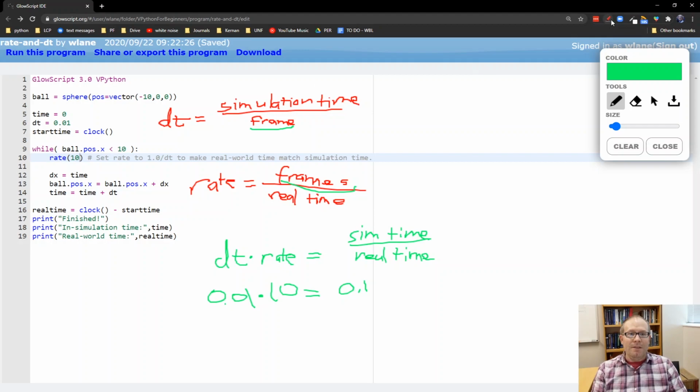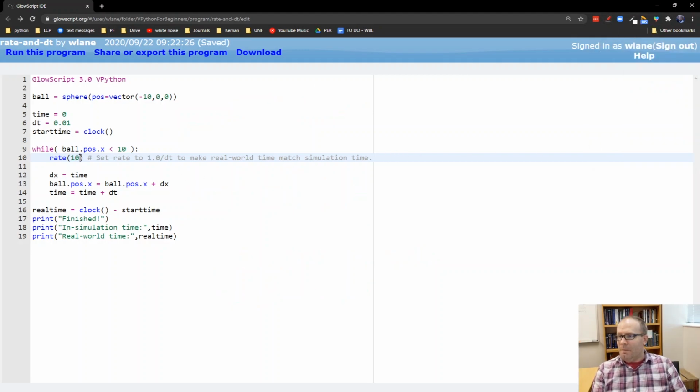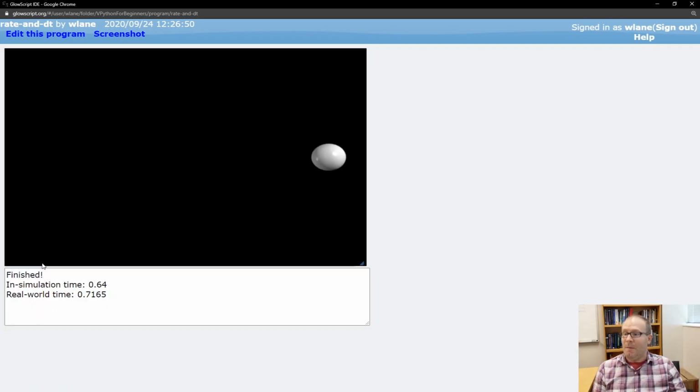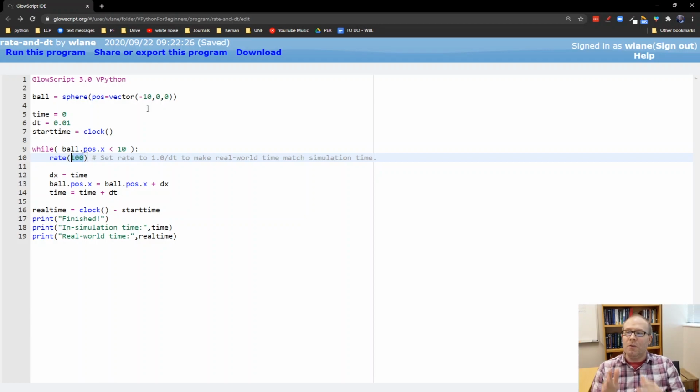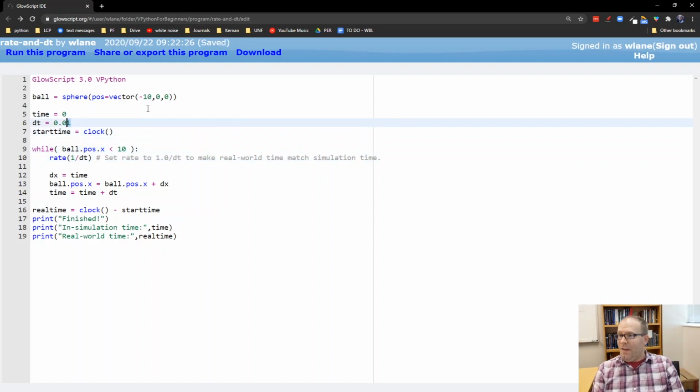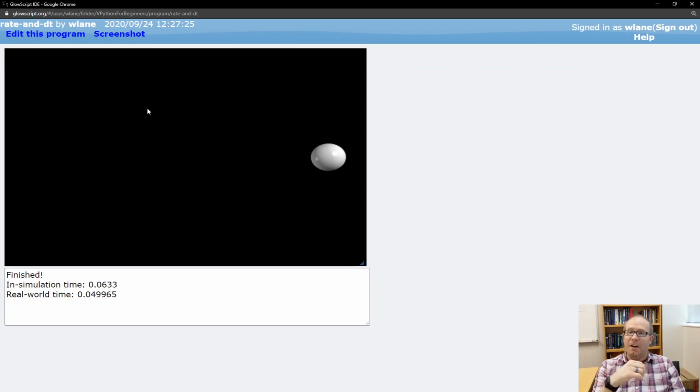And so I could make them equal to each other if, for example, I make my rate 100, because I could take 100 times 0.01, I would get a factor of 1, and then I would see the simulation move by in real time. So the simulation took 0.64 seconds, the real world time took 0.7, about the same thing as 0.64. Again, there's a little bit of extra time taken up by the beginning and ending of the code there. But as a general rule, if you want your rate to match your DT, you could just make your rate 1 divided by DT, right? And then I could have my DT be anything I want. I could have this be 10 to the minus 4 to get a nice smooth animation. And my rate matches that accordingly.